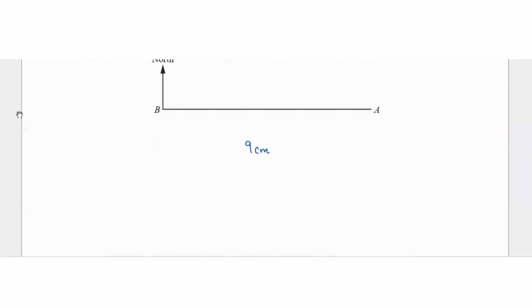What you will do is open your compass to 8 centimeters first, and then put the compass over here and draw an arc over here. And then open your compass to 5 centimeters, put your compass at A and draw another arc. Once you've done that, connect the points and that will give you the triangle. This will be 8 centimeters and this will be 5 centimeters.